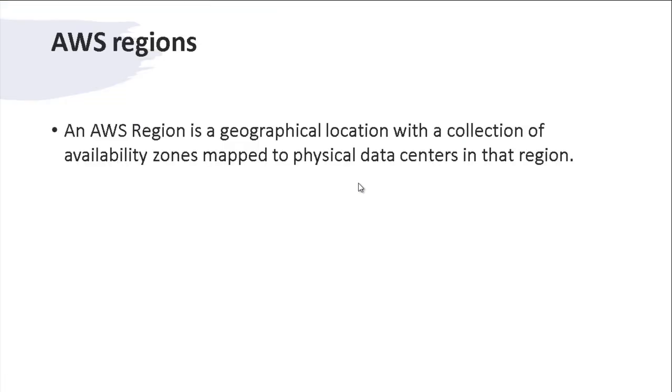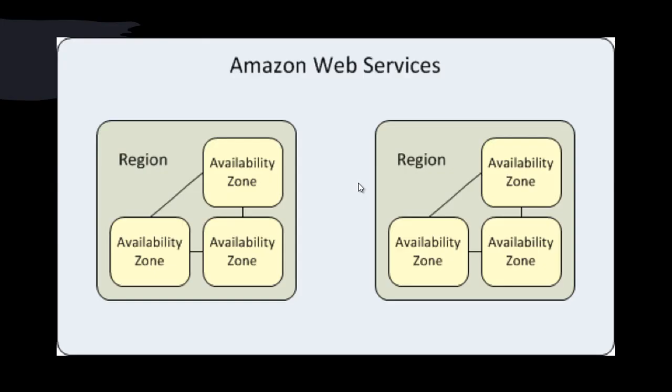An AWS region is a geographical location with a collection of availability zones mapped to physical data centers in the region. This is my AWS, Amazon Web Service, and there are several kinds of regions. An AWS region is basically a geographical location. Suppose India, Mumbai, this is a geographical location, and a geographical location is called a region.